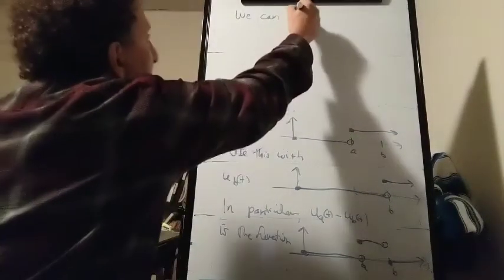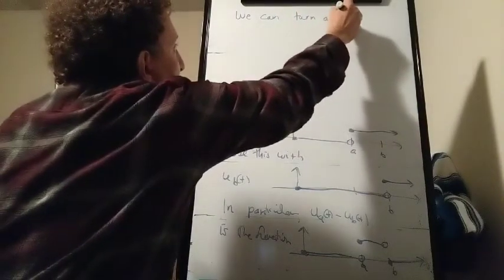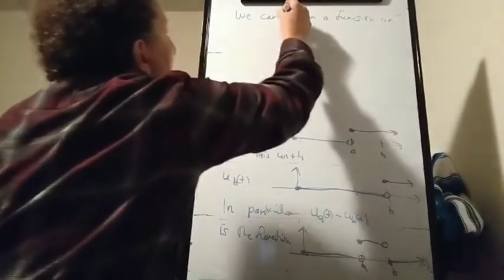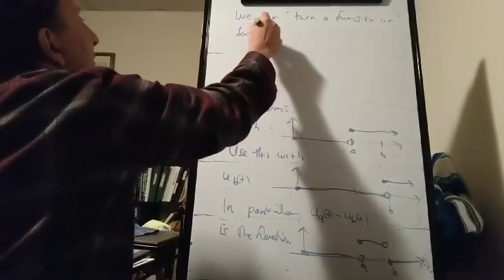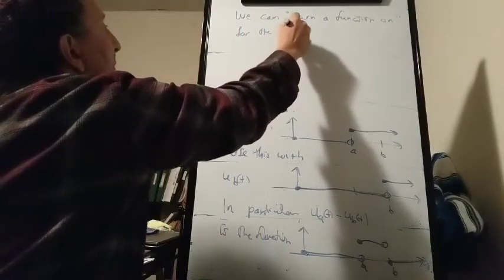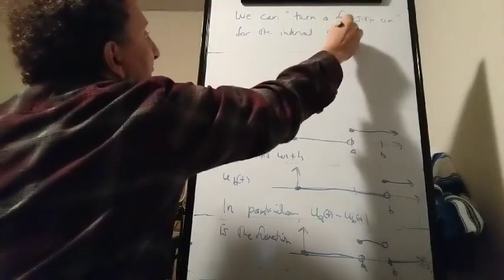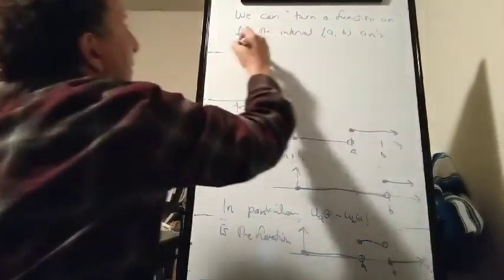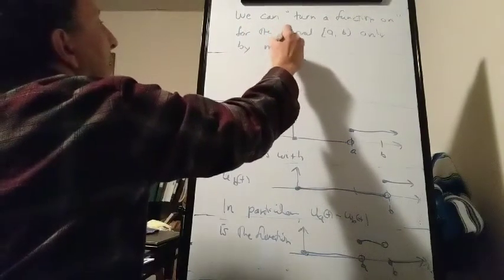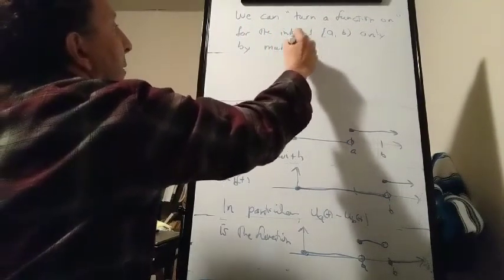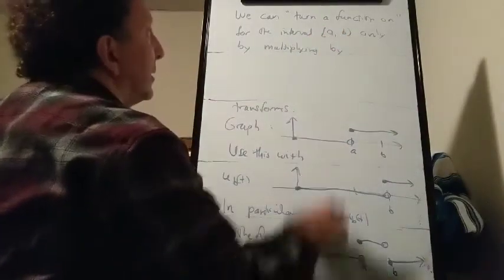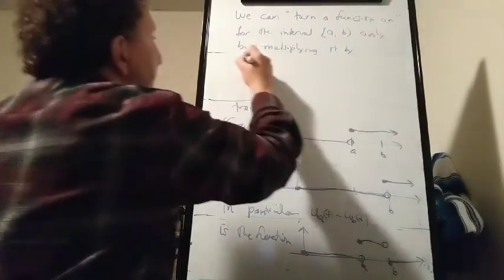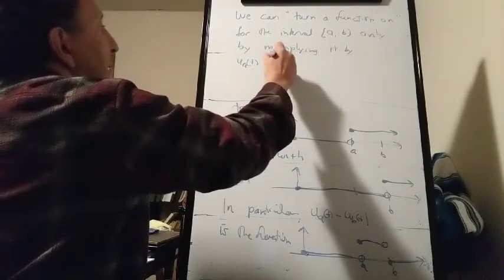So the idea is that we can turn a function on for the interval a to b only by multiplying it by u_a of t minus u_b of t.